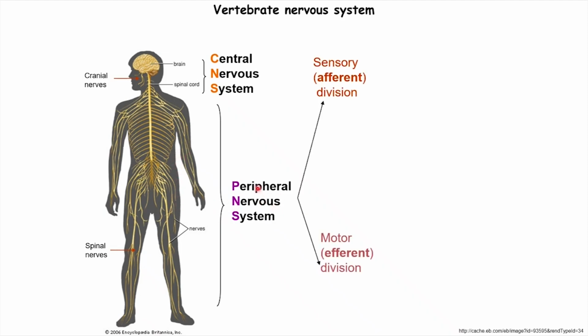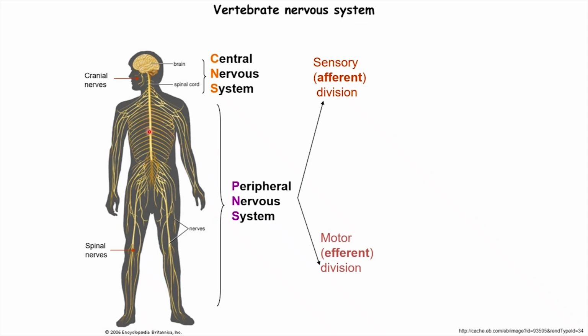The peripheral nervous system can be further subdivided into two components: the sensory part and the motor part. The sensory division basically includes those nerves that are collecting information from different parts of the body and relaying it to the spinal cord and the brain. So the information is flowing from the body towards the brain, and this is also called the afferent division, and these nerves that are carrying information to the brain are called afferent nerves.